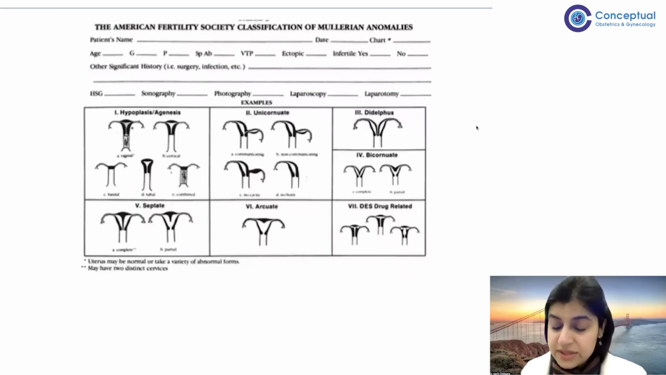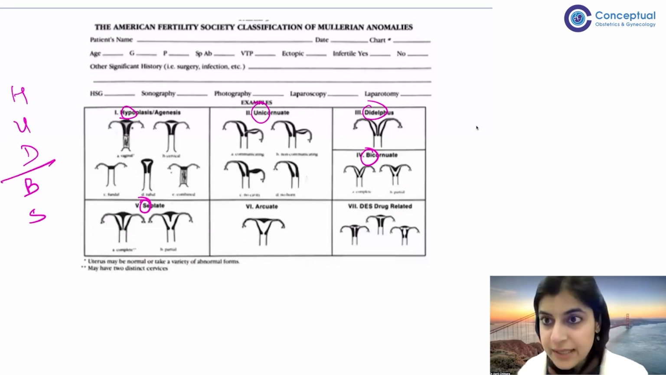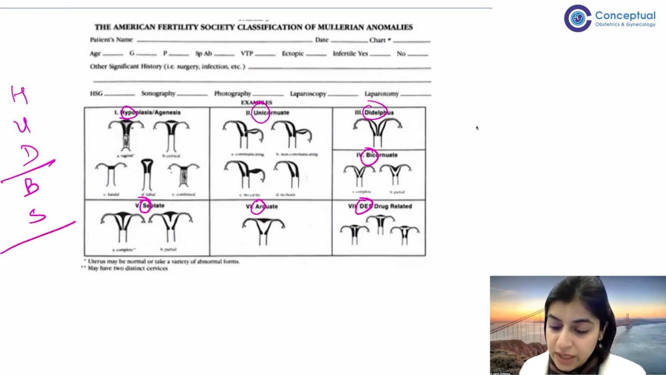The mnemonic which I gave you holds true with most of the classification systems. Here again you have hypoplasia or aplasia, H; U for unicornuate; D for didelphys; B for bicornuate; S for septate. So HUD BS is again standing true here. The other two anomalies which were included were arcuate uterus and diethylstilbestrol. DES was first included by Buttram and Gibbons, which was further taken up by AFS and ASRM. So the other two were arcuate and DES.